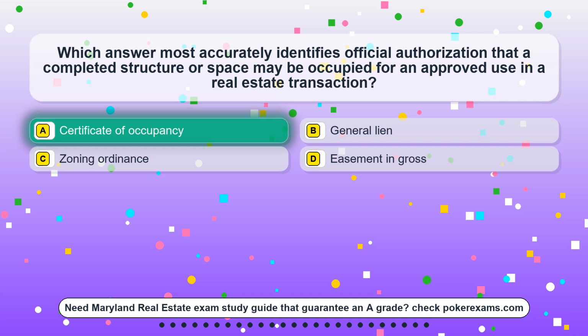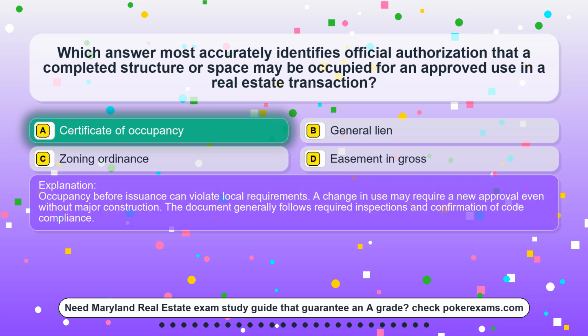The correct answer is option A, certificate of occupancy. Occupancy before issuance can violate local requirements. A change in use may require a new approval even without major construction. The document generally follows required inspections and confirmation of code compliance.